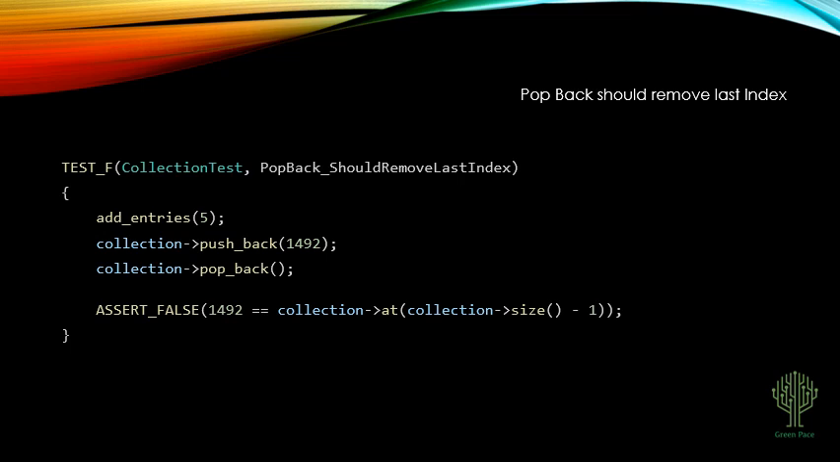Popback should remove the last index. In this test, 5 entries are added, and then an additional test entry is added with a specific value of 1492. After calling the popback function, then we assert that 1492 is not at the final index in the collection. We do this by subtracting 1 from the size of the collection and then calling the at method to get that value.